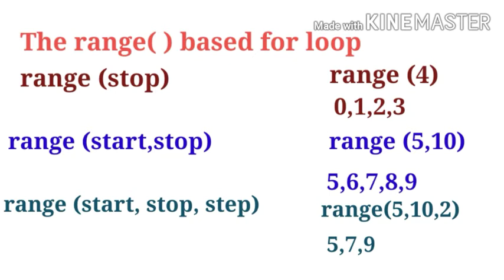So, the start value is always part of the range and the stop value is never part of the range. The step shows the difference between two consecutive values in the range. If the start value is omitted, it is supposed to be 0. If the step is omitted, it is supposed to be 1.